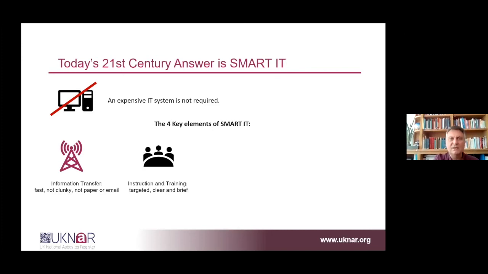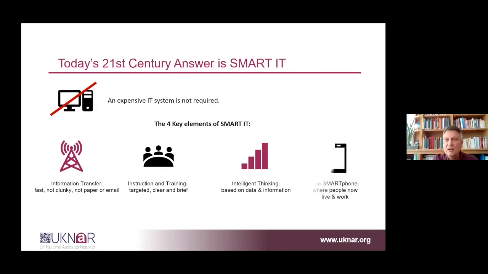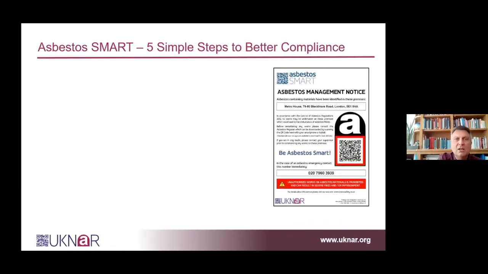They're prone to failure. Any instruction and training needs to be targeted. For a receptionist, it's different to a worker. It's different for a teacher. Just make sure it's targeted, clear, and brief. And if you are the duty holder responsible, for the intelligent thinking, you need data, which we've seen with COVID too. And then lastly, you need to reach people on the smartphone. If you're not reaching people on the smartphone, you're not really reaching people where they work.